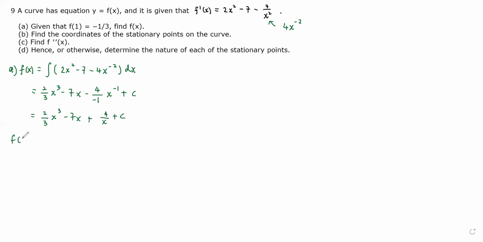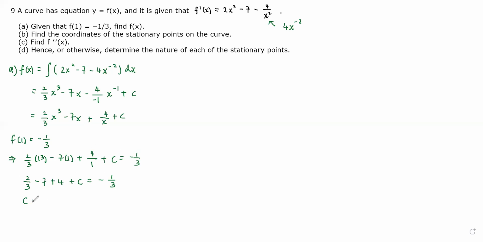We are given that f of 1 is negative 1 over 3. So we replace x with 1 and f(x) is negative 1 over 3 to find the value of c. So 2 over 3, 1 to the 3 minus 7 times 1 plus 4 over 1 plus c. This is negative 1 over 3. And then we have 2 over 3 minus 7 plus 4 plus c equals negative 1 over 3.